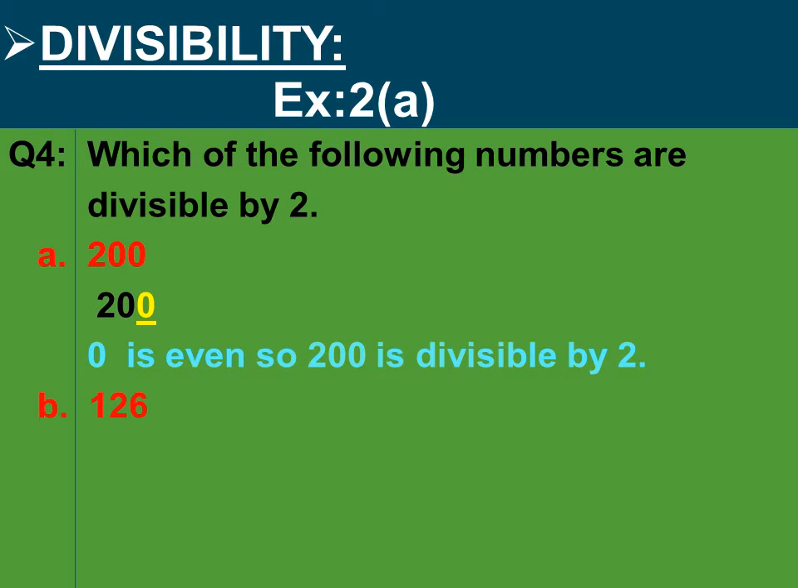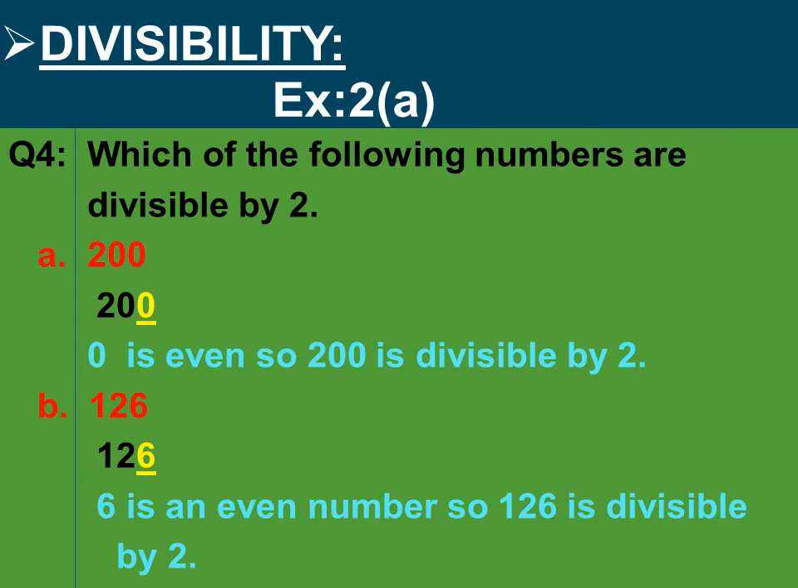Now we will move to the next part. Part B. Again we have a 3-digit number. For divisibility by 2, we will check its digit at the ones place, or the last digit. We have 6 at the ones place. 6 is an even number, so we can say that the whole number, 126, is divisible by 2.